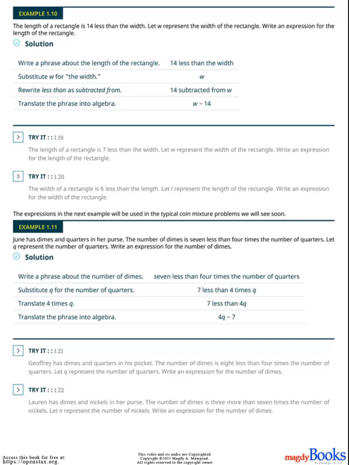Try it 1.21. Jeffrey has dimes and quarters in his pocket. The number of dimes is 8 less than 4 times the number of quarters. Let Q represent the number of quarters. Write an expression for the number of dimes. Try it 1.22. Lauren has dimes and nickels in her purse. The number of dimes is 3 more than 7 times the number of nickels. Let N represent the number of nickels. Write an expression for the number of dimes.